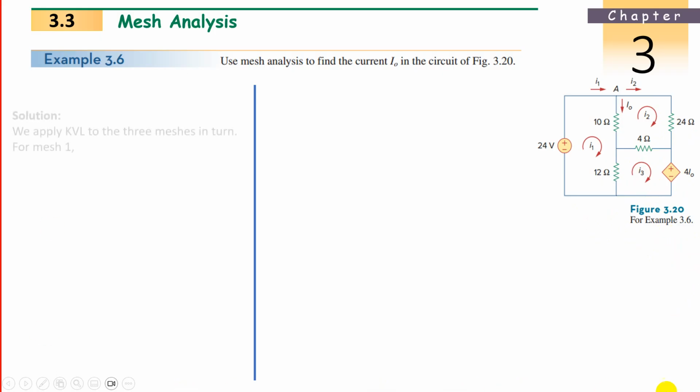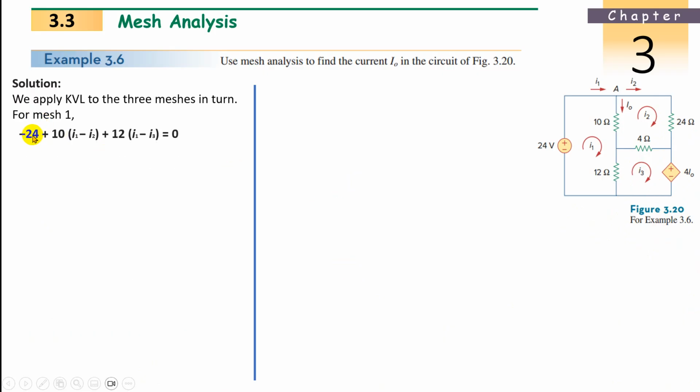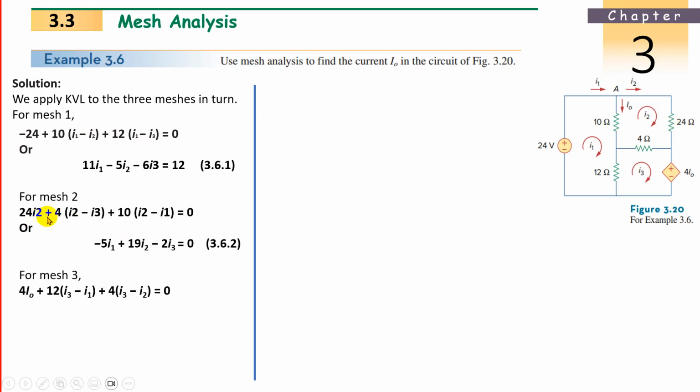Now check once again what we discussed. Same it will come: minus 24 plus 10 I1 minus I2 plus 12 I1 minus I3. You can rearrange in I1, I2, I3 format. Next, the second loop: 24 I2, plus. Don't confuse the 24 volts source with the 24 resistance. Plus 24 I2 plus 4 I2 minus I3, next plus 10 I2 minus I1. Rearranged, it becomes minus 5 I1 plus 19 I2 minus 2 I3 equal to 0.